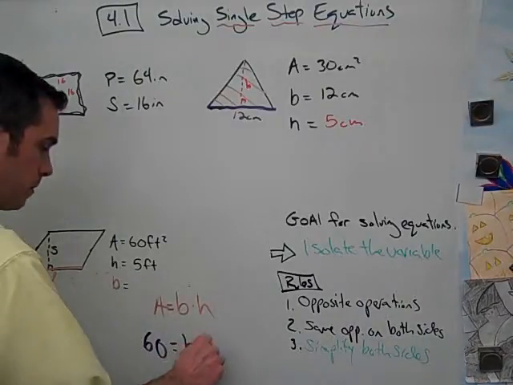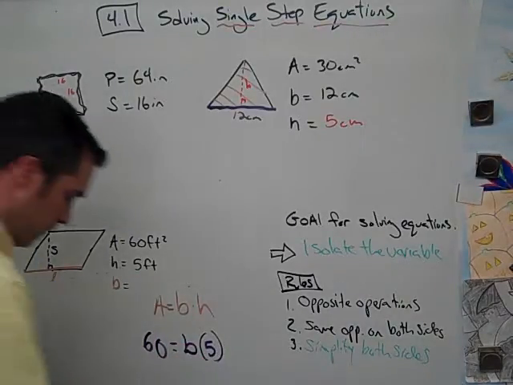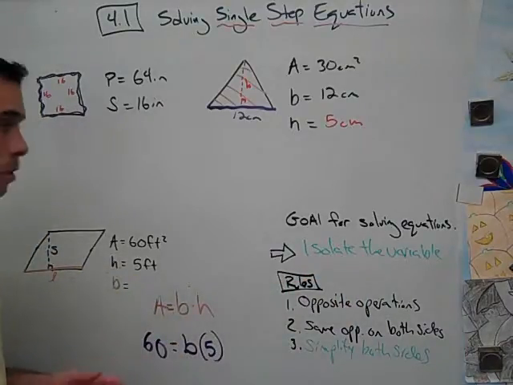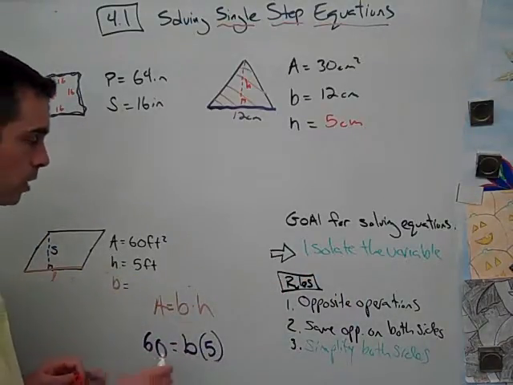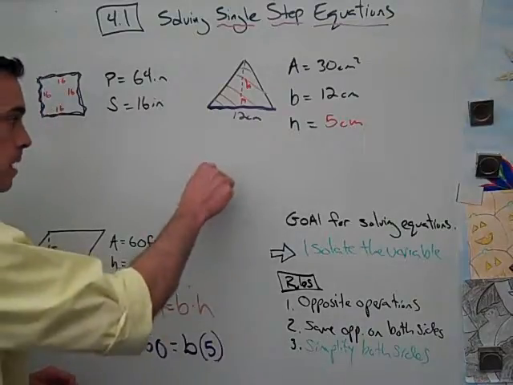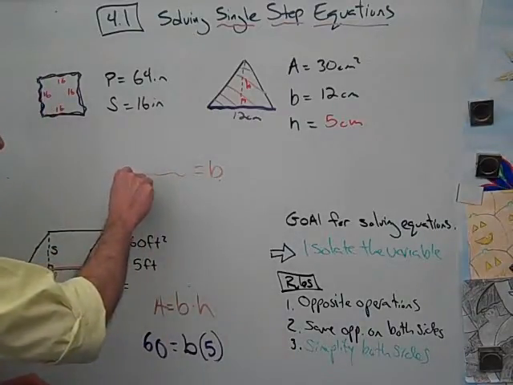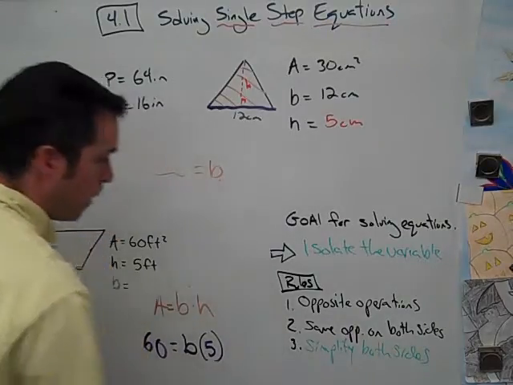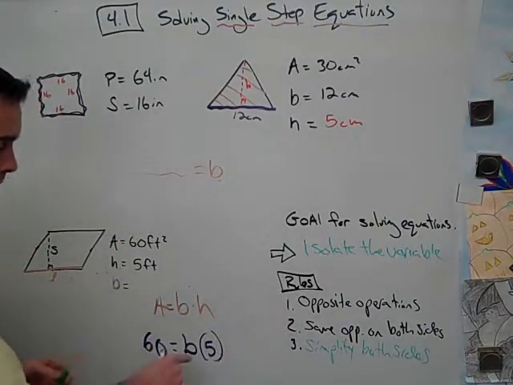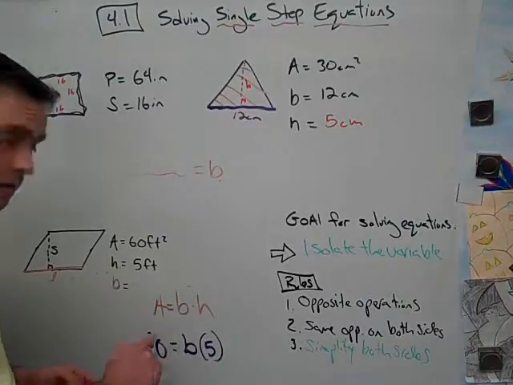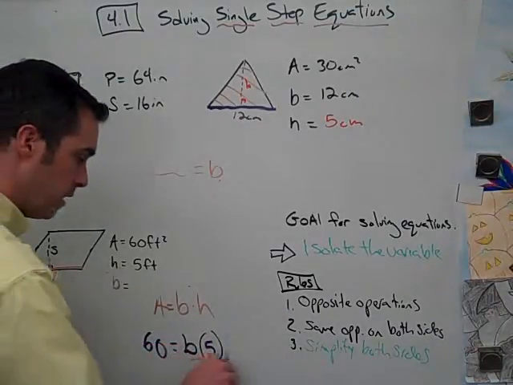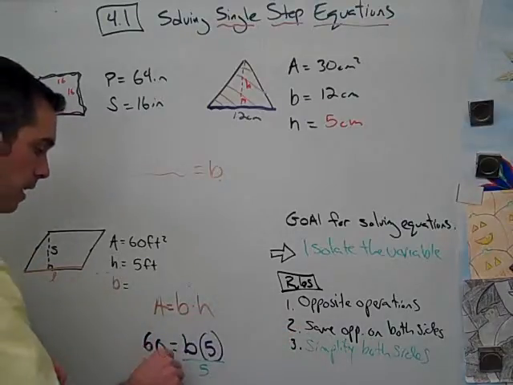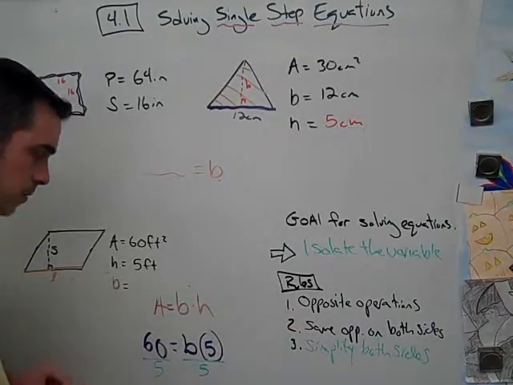So my variable has not been isolated yet. I still need to do that. When I'm done with this equation, I want it to say B equals a number. And then I'll know what my base is. So I'm going to perform the opposite operation. Right now it says B times 5. So I'll do the opposite of multiply. That's divide. I'll do the same on the opposite side to maintain balance. Divide by 5 over here.